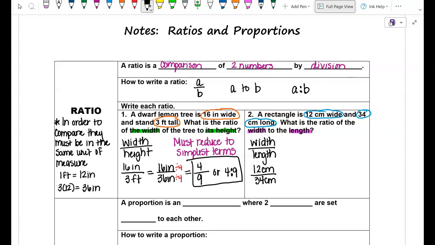So now I just need to look and see, do I need to reduce this at all? 12 and 34 are both divisible by 2. Which gives me 6 over 17, or again, you could write that as 6 colon 17. They both mean the same thing. For every 6 centimeters in the width of the rectangle, there are 17 centimeters in the length of the rectangle. That is the ratio of that rectangle.